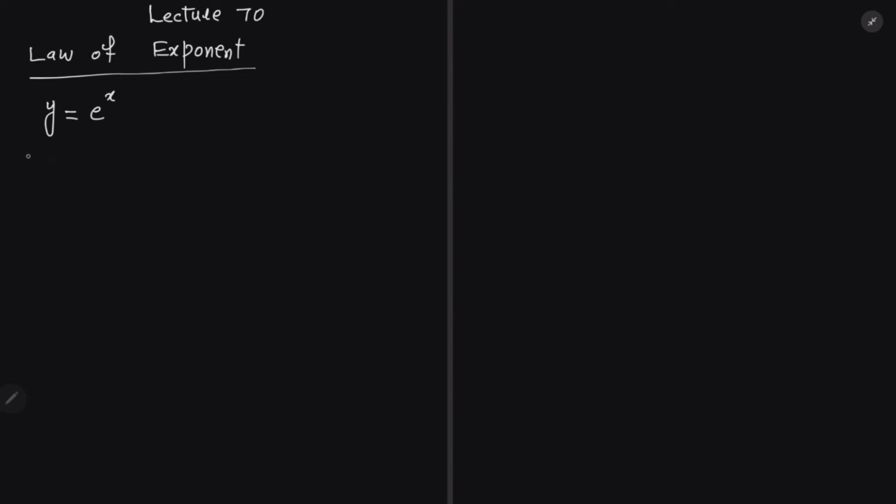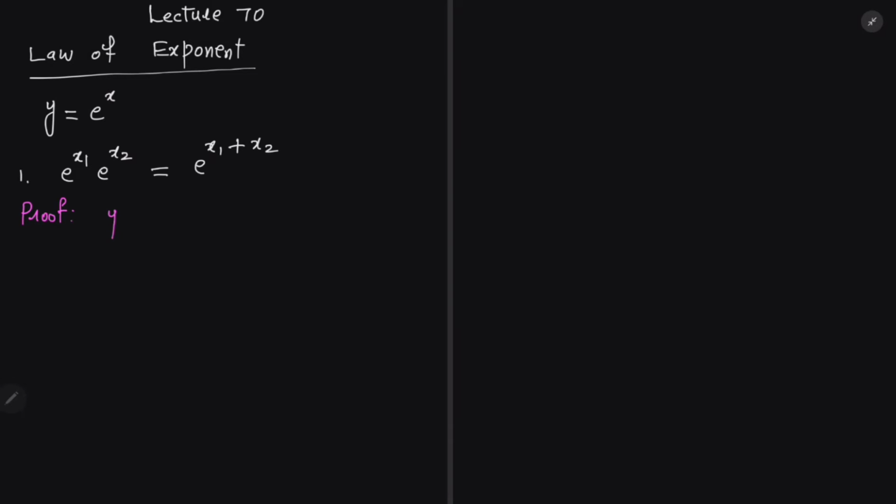The first law that I am going to discuss is the exponential law. If we have two exponential functions, e raised to power x1, e raised to power x2, then we can add their powers, x1 plus x2. This is the first law for the natural exponential function. How to prove this? The first law can be proved like this.